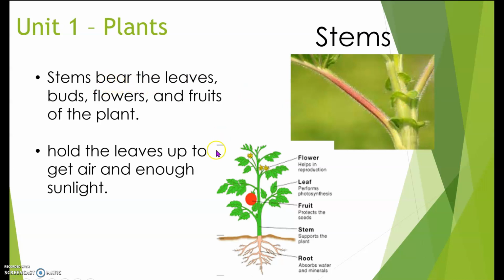Okay, next, hold the leaves up to get air and enough sunlight. So the stem can go higher up so it can get enough sunlight and air for the leaves. So the stem can go up higher to receive sunlight and to have enough air. Okay, next.